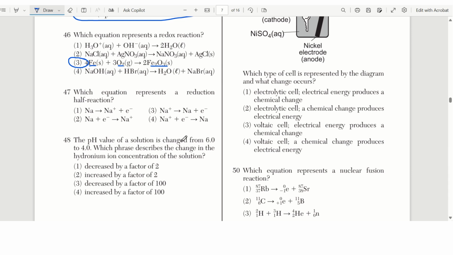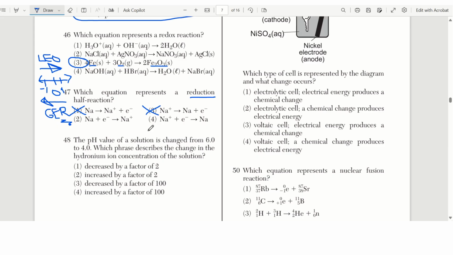Number 47, which equation represents reduction? So remember, we practiced this, just drawing a quick little number line: 0, 1, -1. We put an arrow across this way, that represents LEO. We put an arrow going backward here, that represents GER. The arrow points to the side of the equation where we need the electrons. So if it's reduction, that's GER. Look which way the arrow points: toward the reactant side. Here, electrons in the wrong spot. Here, electrons in the wrong spot.